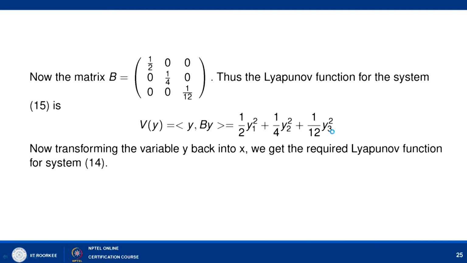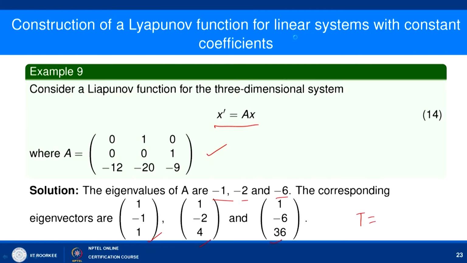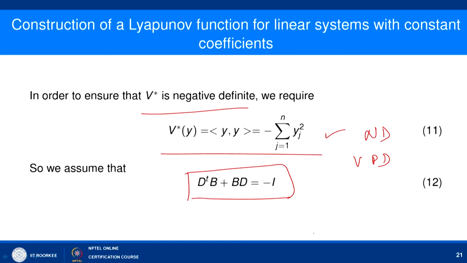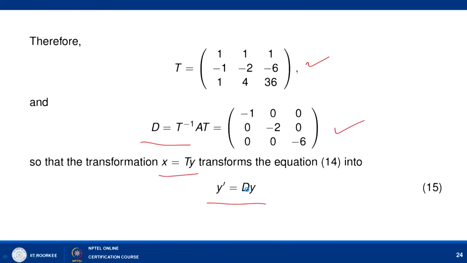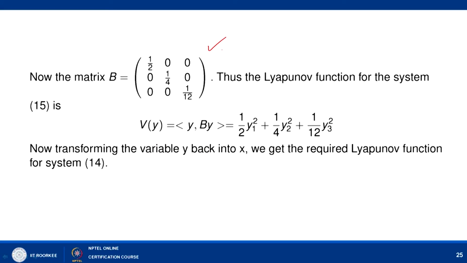So, with the help of D we can find the matrix B, that is the solution of D transpose B plus B D equal to minus I. D is already given, so we can simply plug in the values and find the expression for B. Once we have this, we find B, and it is given as diag(1/2, 1/4, 1/12).